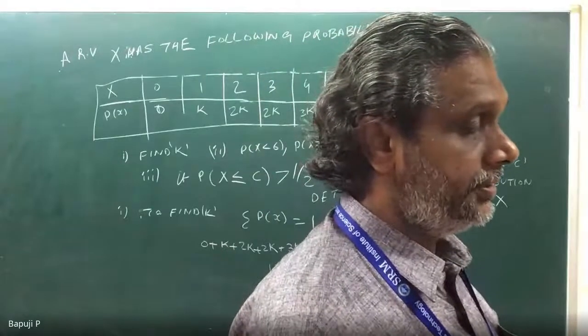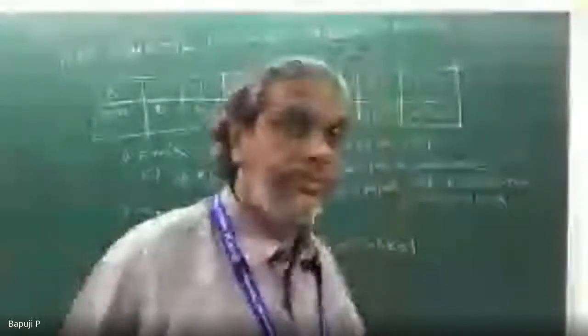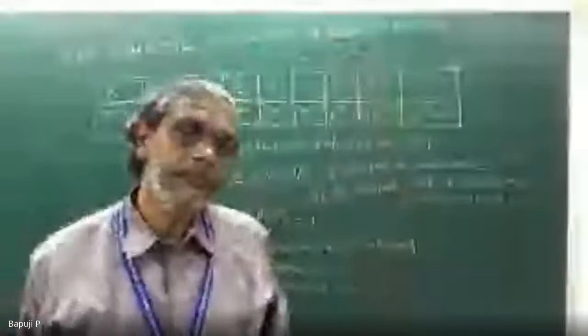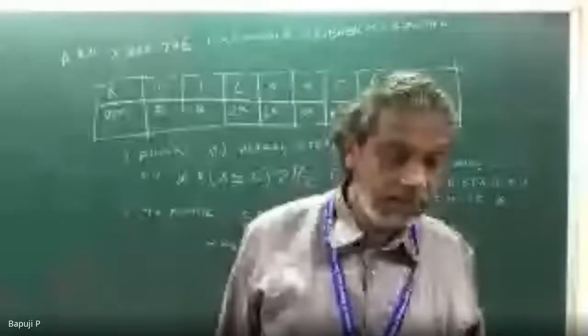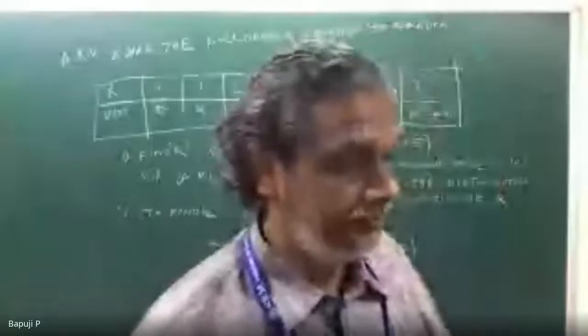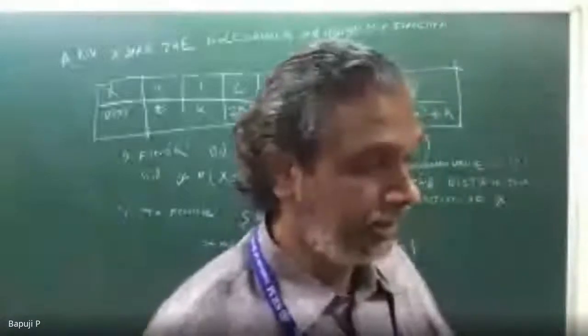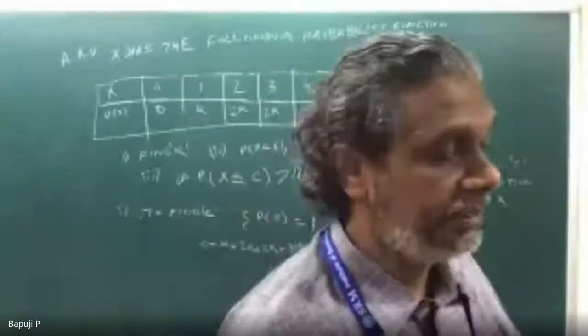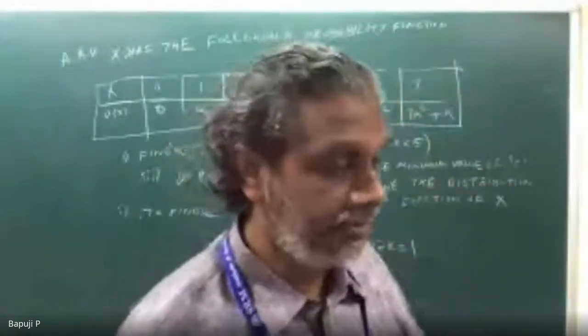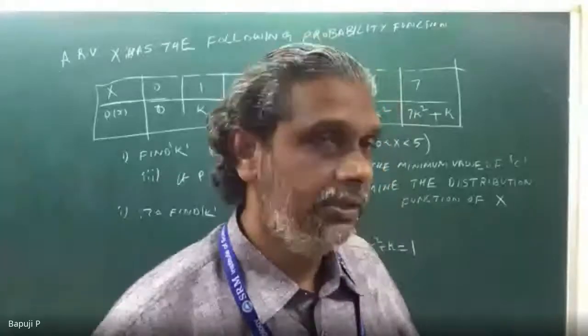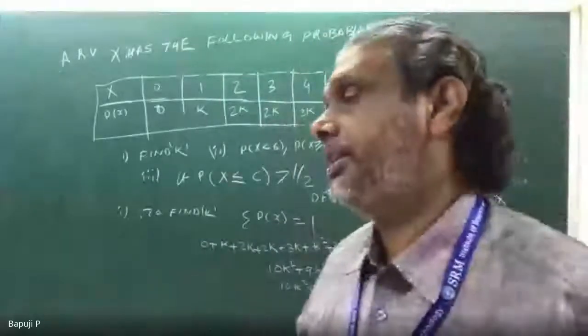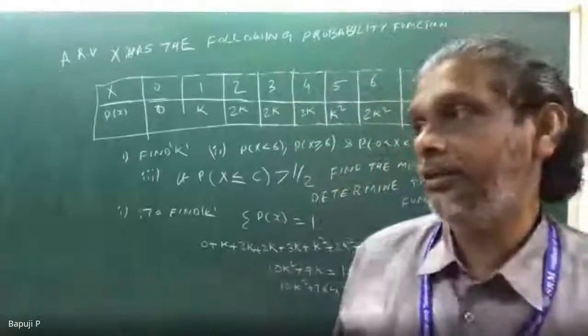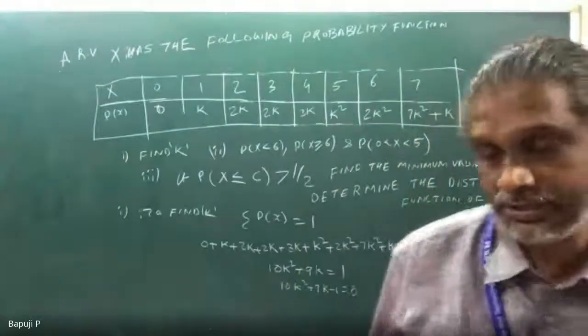How will you solve ax square plus bx plus c? A quadratic equation, actually finding roots. Use the quadratic formula: minus b plus or minus root of b square minus 4ac, by 2a. Correct. That b square minus 4ac is called the discriminant. Discriminant greater than 0 means roots are real and not equal; equal to 0 means roots are real and equal; less than 0 means imaginary roots.